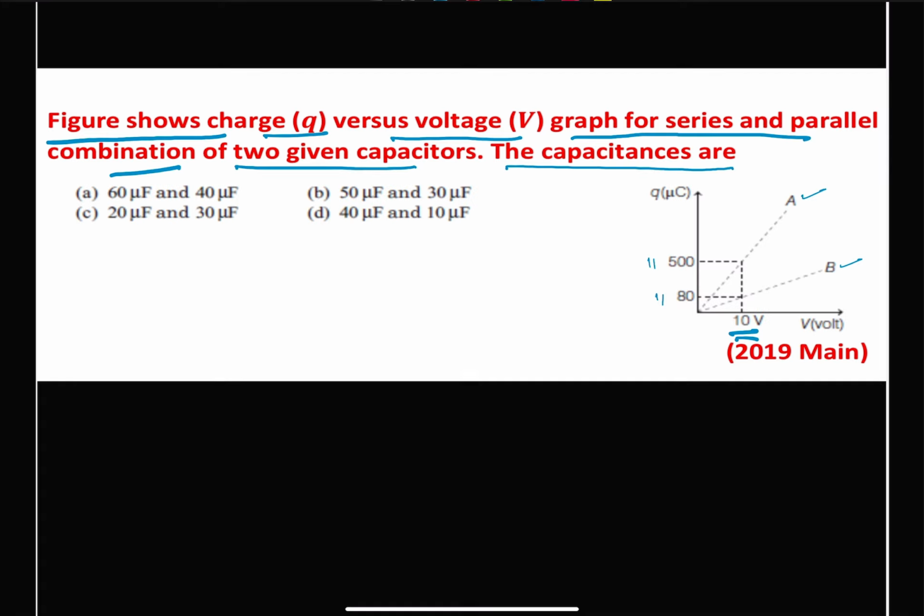And the basic formula for the charge is Q is equal to C multiplied by V. Which basically means that the slope of the graph is going to give us the capacitance. From here we can say the slope of the graph gives the capacitance.